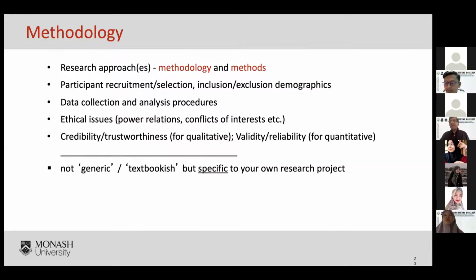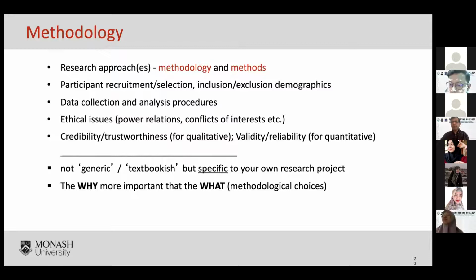And it is not generic, which means it has to be critical as well. The why is more important than the what. So you can say this is a case study, but you have to say why it's a case study, why it's not an ethnography, for example, right?